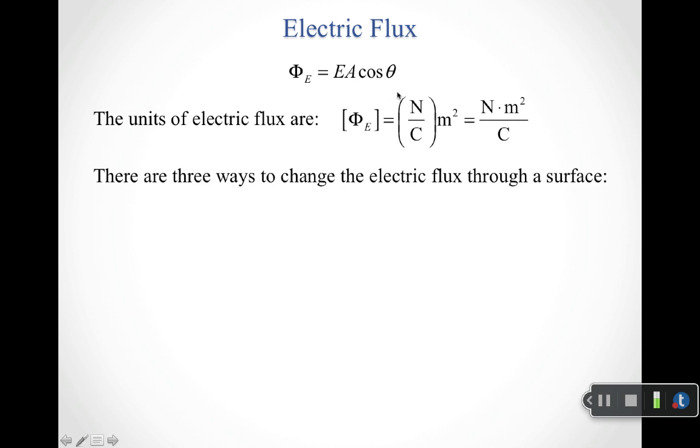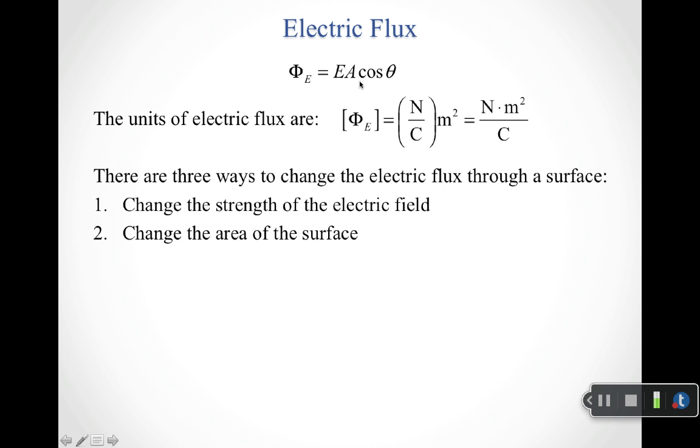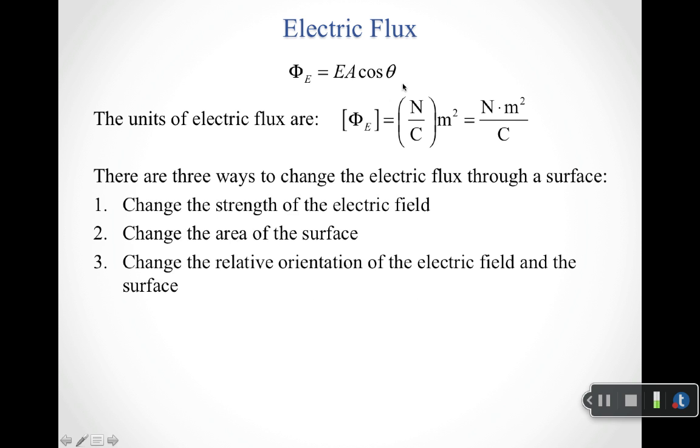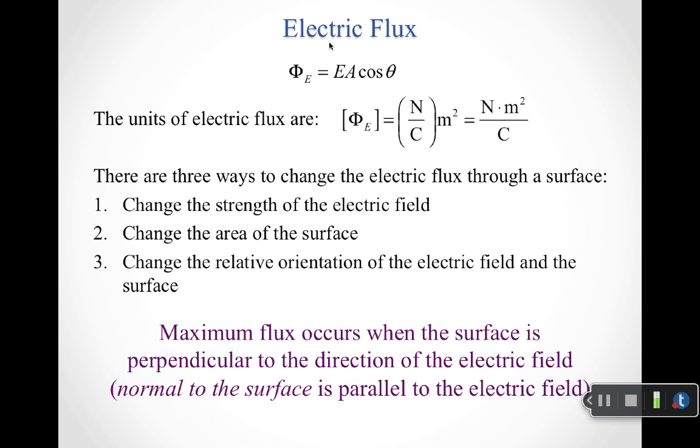This equation highlights that there are three ways I can change the electric flux through a surface. First, change the strength of the electric field, this component. Second, change the area of my surface, this component. The third is I can change the relative orientation of the electric field and the surface. If I want to maximize the electric flux, I want to make cosine as large as it can be. The largest value cosine can take is 1, which happens when theta is 0. Theta being 0 means that my electric field vector and my area vector point in the same direction. So the maximum flux occurs when the surface is perpendicular to the direction of the electric field, so that the normal to the surface, which is the direction the area vector points, is parallel to the electric field.